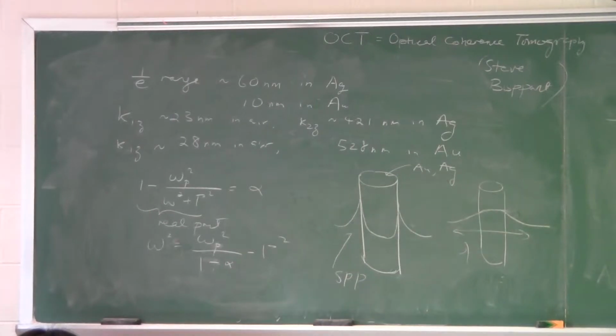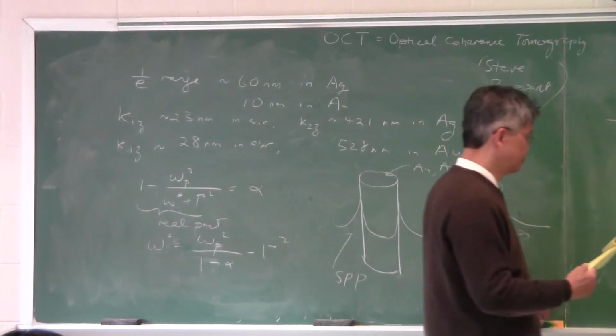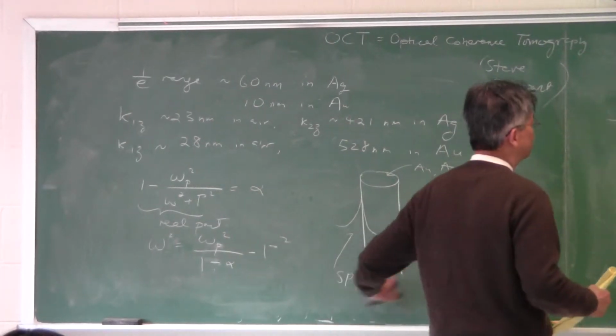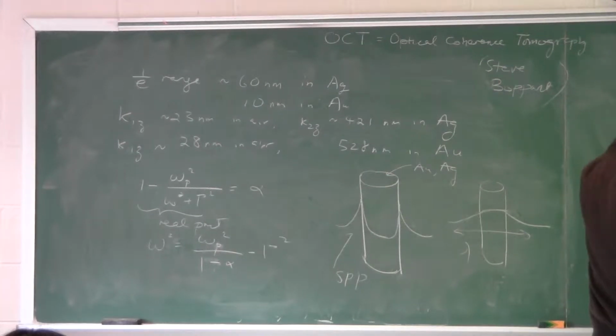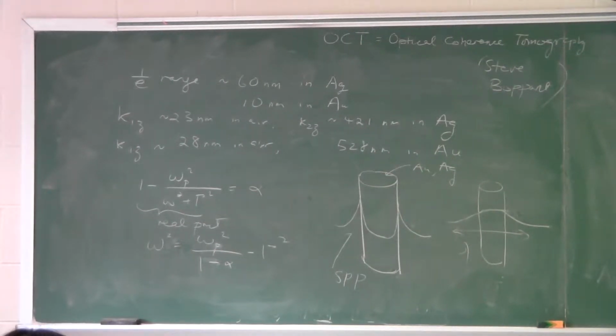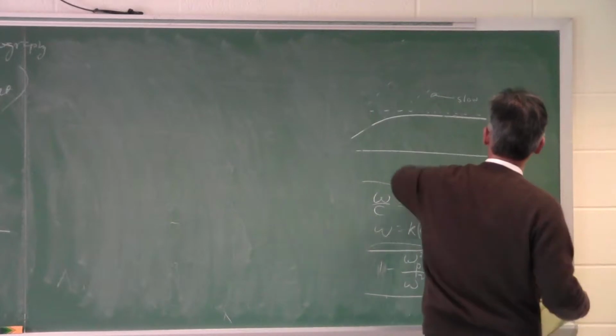Any questions on this SPP? If not, we move on to something else. We move to a simple model of nanoparticles, a very simple spherical model of nanoparticles, and explain why all that glitter is not gold.